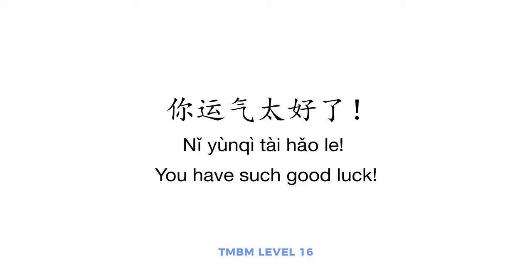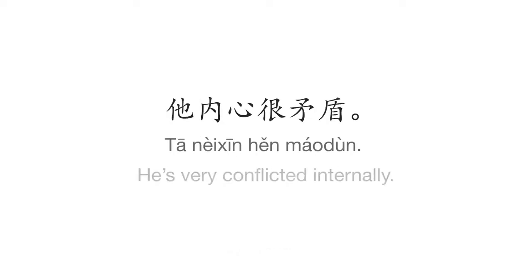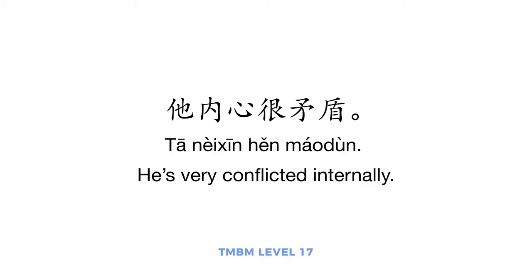Let's take a look at sentence 3 here. 他内心很矛盾. He's very conflicted internally. So 内心 means heart or innermost being. So that's quite an intimate relationship. It's just the relationship between you and your innermost thoughts.